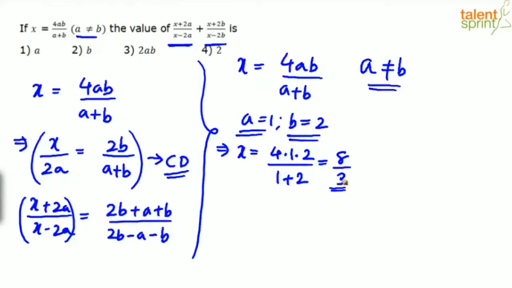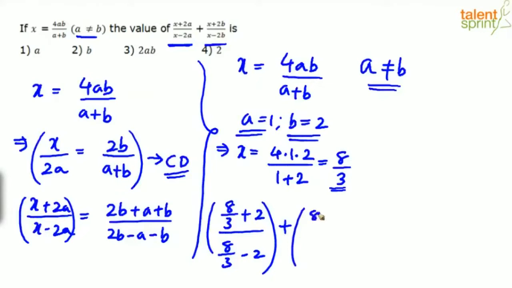Now he is asking us to find (x plus 2a) by (x minus 2a) plus (x plus 2b) by (x minus 2b). Substitute the values of x, a and b in the required expression. x is 8 by 3. So 8 by 3 plus 2a, where a is 1 so 2a will be 2, divided by 8 by 3 minus 2. Plus, what is the second term? (x plus 2b) by (x minus 2b). x is 8 by 3 plus 2b. Remember, b is equal to 2.